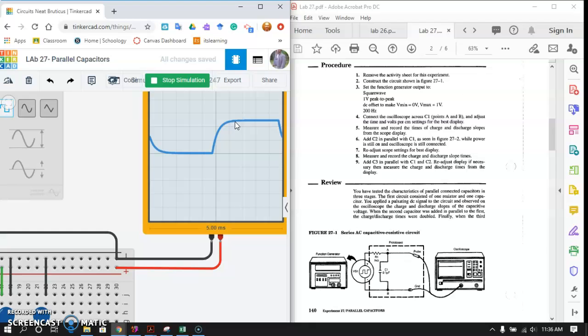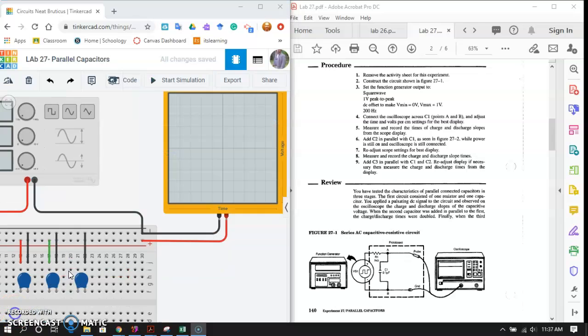Let's see what happens when we add our third capacitor. So let's add our third capacitor in here, and we're going to start our simulation again.